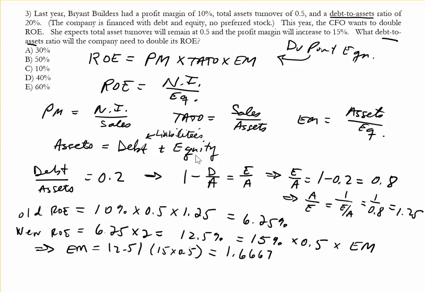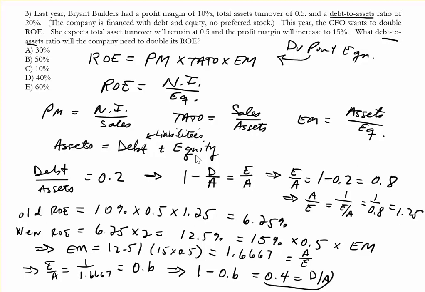And now we just need to convert that to debt to assets. So let's keep in mind that's assets over equity. If I want equity over assets, just take the reciprocal of that, and that's 0.6. And then 100% minus 60% has to be the amount that's financed with debt, and that's the debt to asset ratio. So the answer to this problem would be 40%. So know how to make these manipulations of the leverage ratio.